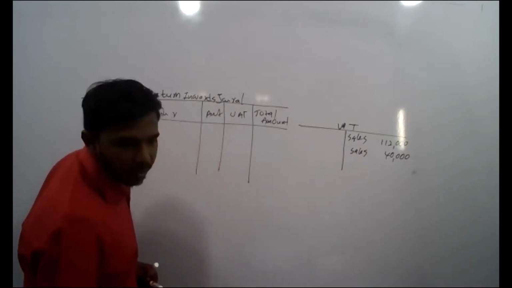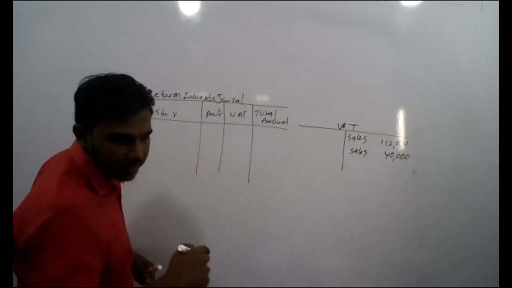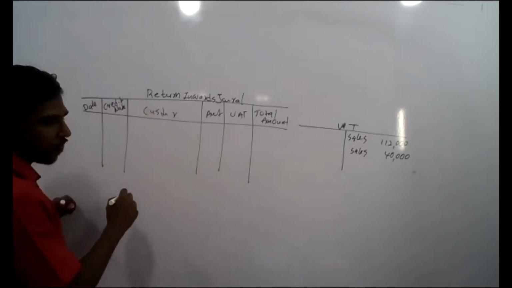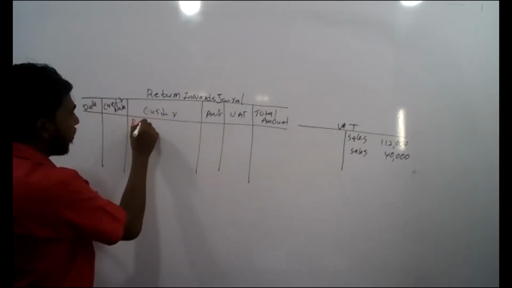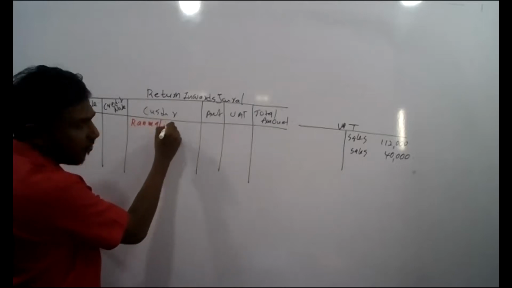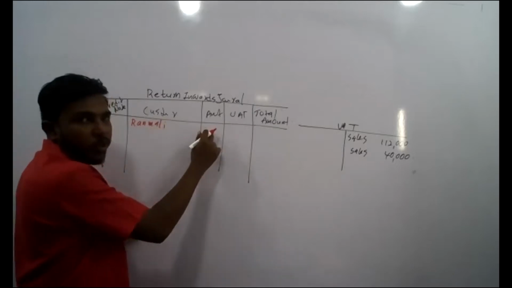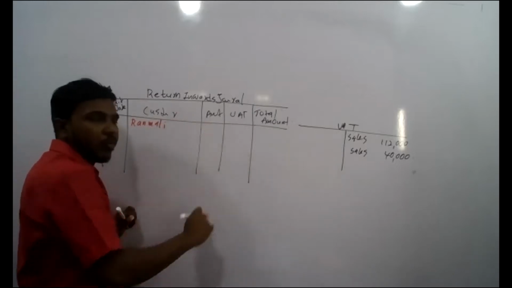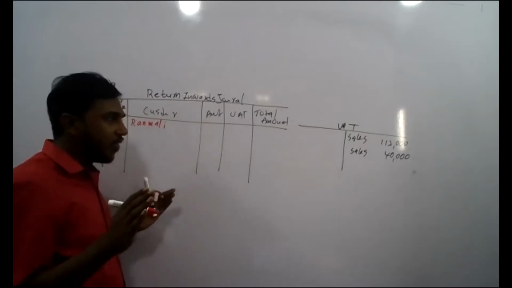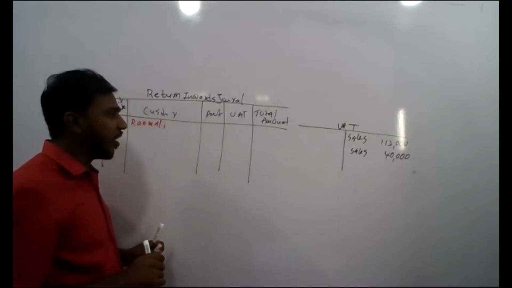So now the first return is Ranmali. Customer is Ranmali, then the value is 55,000. Don't put the amount to here, because they have given it to you at the beginning of the question.